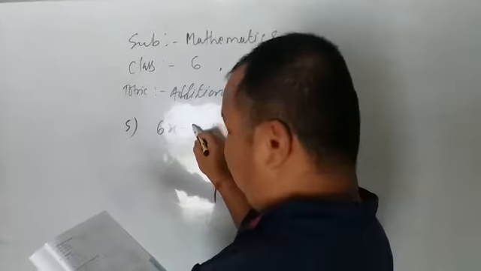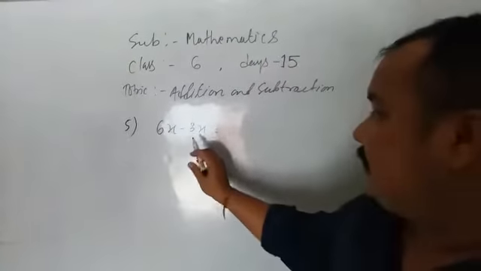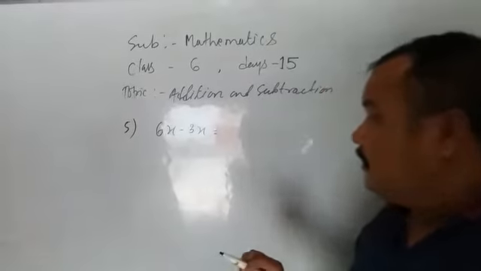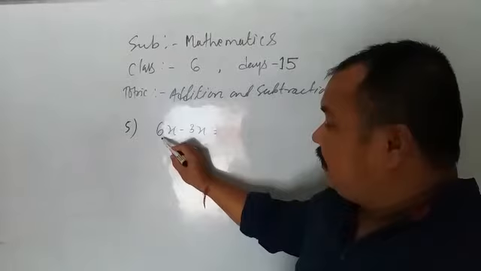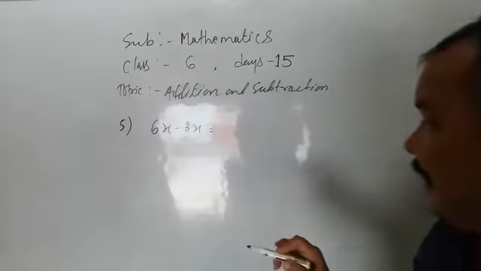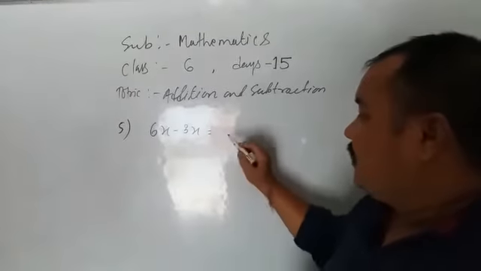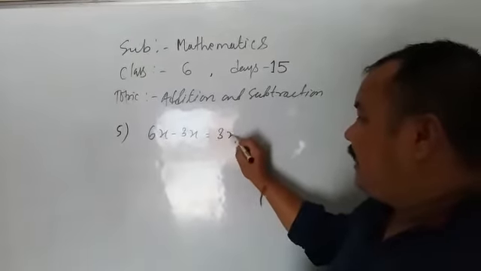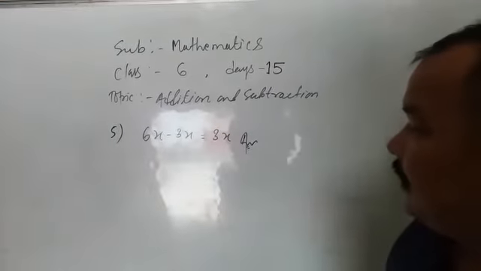6x minus 3x. So what do we do now in these questions? We are doing subtraction here. So now my dear students, you see here, are they like terms or not? Yes, they are like terms. So its coefficient is 6, its coefficient is 3. So its difference is equal to 3x, which is our right answer. Understood?